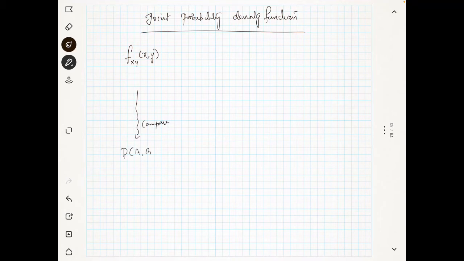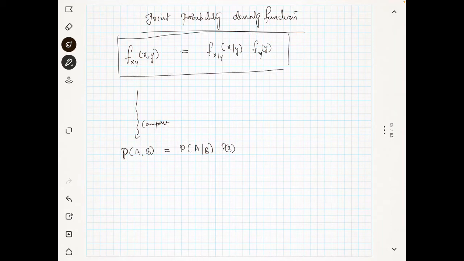That means the joint probability of A and B, and you know how to find this. The joint probability of A and B is usually given as the probability of A given B times the probability of B. The same notion you can use here. It is nothing but f of x given y, of x given y, times f of y. That's it. This is the joint density formula.